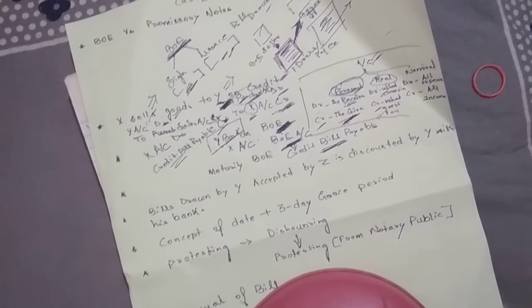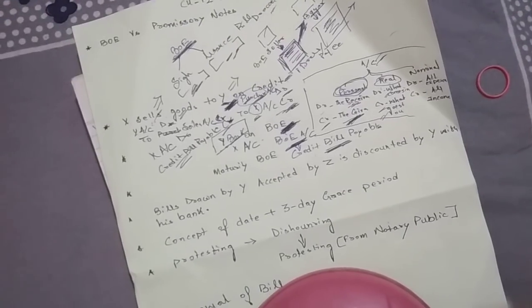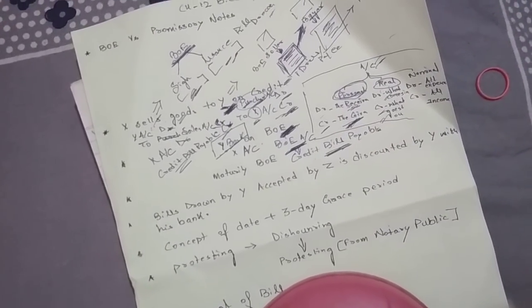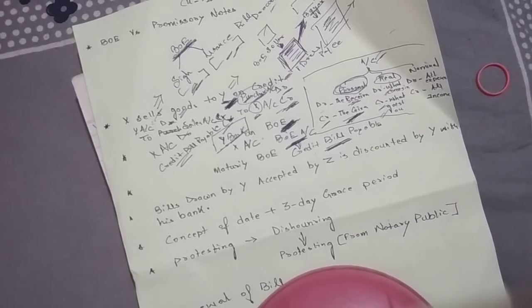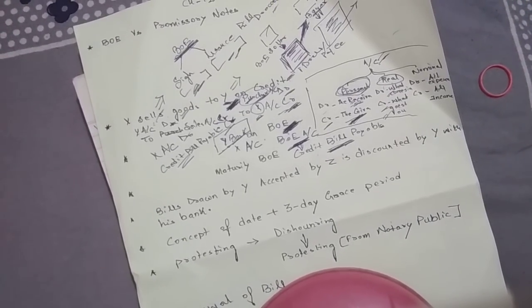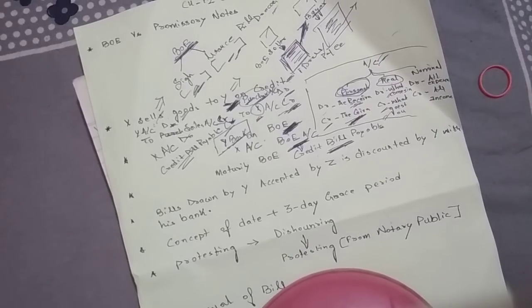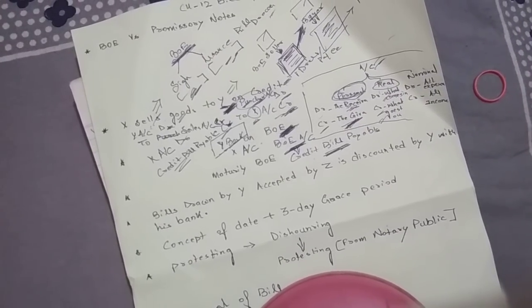We already discussed that in a promissory note, the one who makes the bill is the maker. Now the next thing is the accommodation bill. What is an accommodation bill? A bill of exchange which is drawn without any consideration is called an accommodation bill.